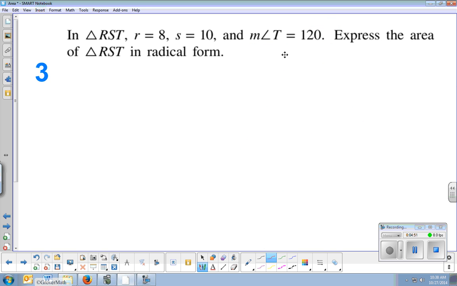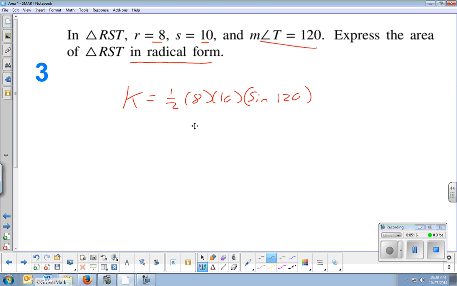Like in this next problem, the angle is 120, and notice the key word, in radical form. So RST, here are my two sides. Here's my included angle. So K equals 1/2 times 8 times 10 times, now it's not 120 because it's an angle, it's sine 120. And that's 1/2 times 8 times 10.